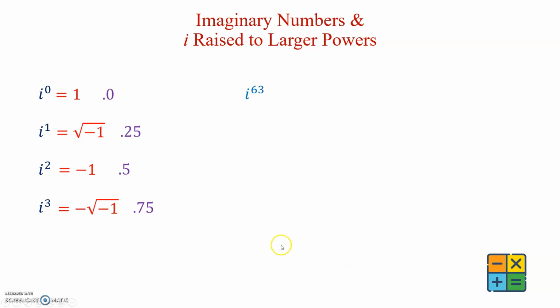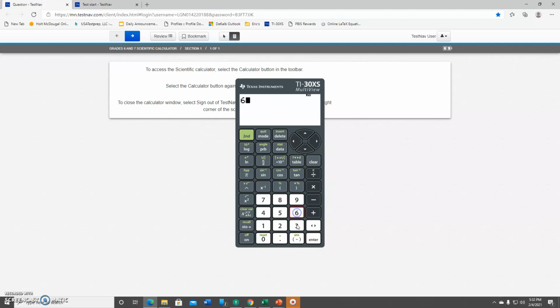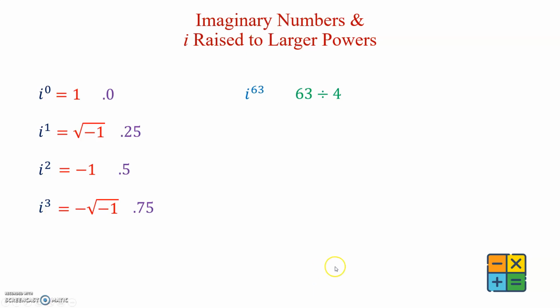I to the 63. So we take 63 divided by 4. If we go to the calculator, 63 divided by 4 gives us 15.75. So we have our decimal of 0.75. Right there is the same as that one. So our answer is negative square root of -1. So I to the 63 is negative square root of -1.